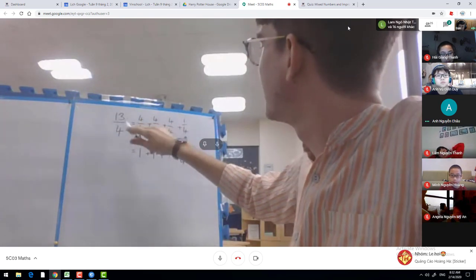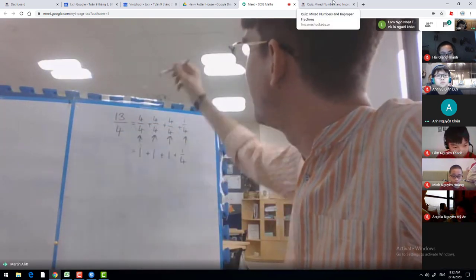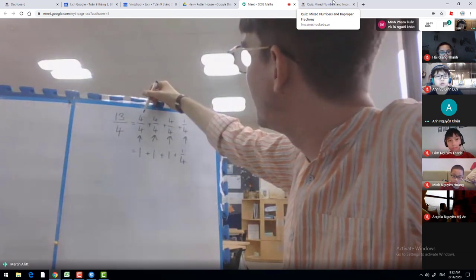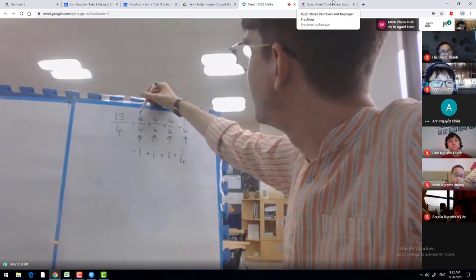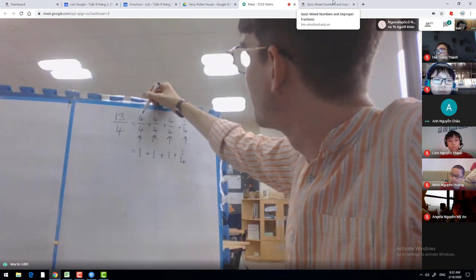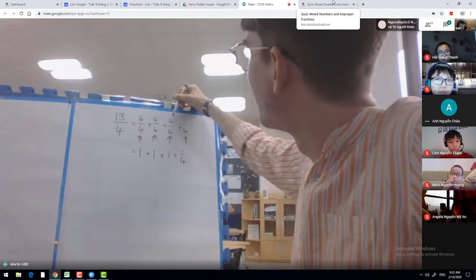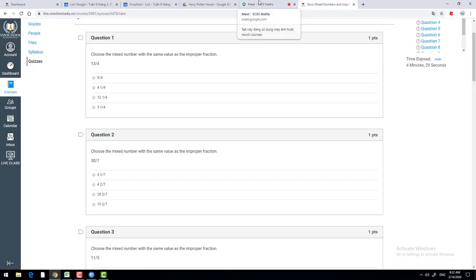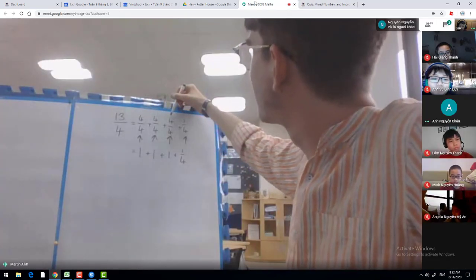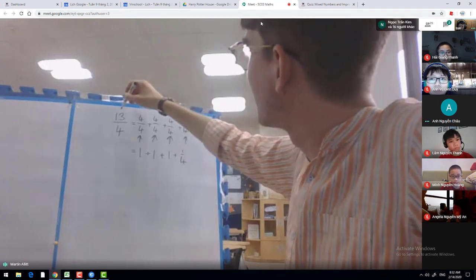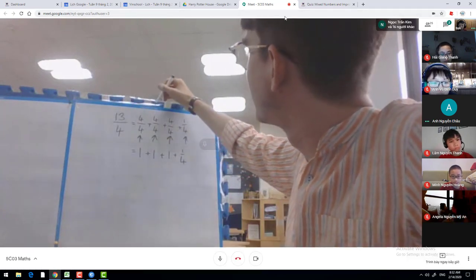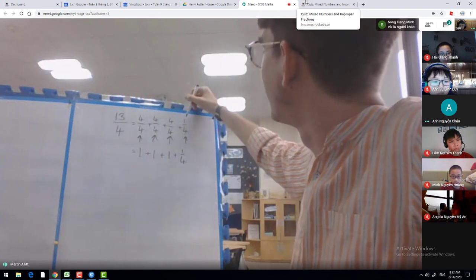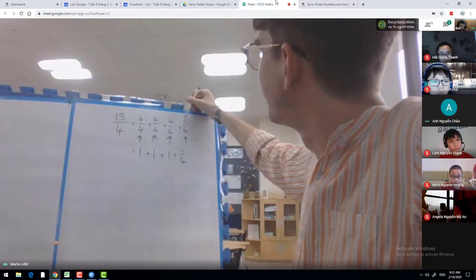Each of these, I have taken my 13 quarters and I have broken it into parts. So each of these parts is equal to 1. I've got 4 quarters, add 4 quarters, add 4 quarters. So that's 4 quarters, 8 quarters, 12 quarters. In total, I needed to make 13 quarters, so I added one more in the end. 4, 8, 12, 13 quarters.